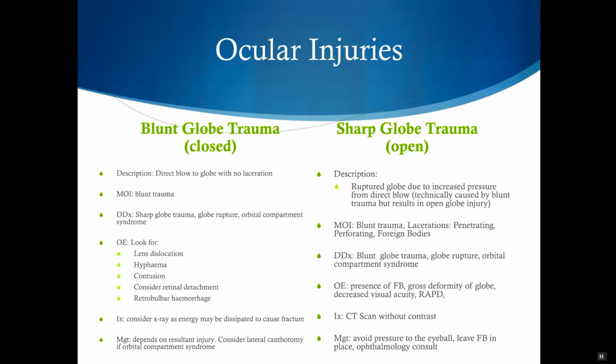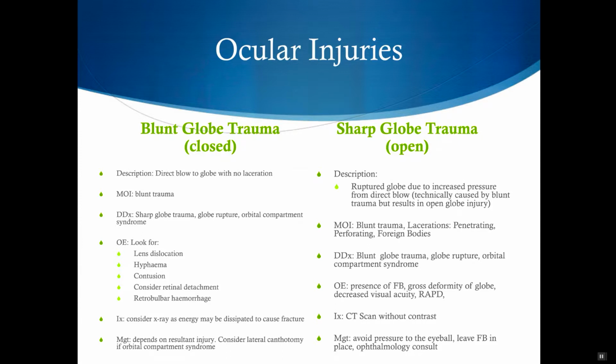And then the management obviously depends on the resultant injury. If there's significant swelling, you're going to need to be transferred to the emergency department to consider a lateral canthotomy if there's any kind of orbital compartment syndrome going on. But they need urgent, emergent ophthalmology consultation. So best to get transferred to the emergency department as soon as possible.